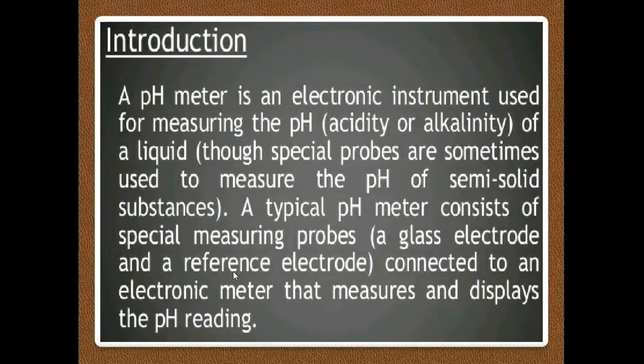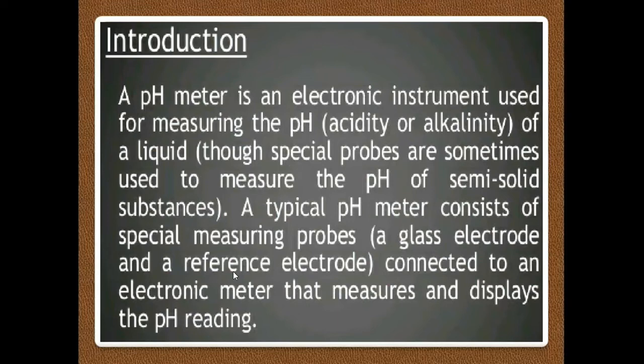Now we are coming to the pH meter. Next one, a very important instrument. So, introduction to the pH meter. A pH meter is an electronic instrument used for measuring the pH of any solution, whether it is acidic or alkaline. It is used for measuring the pH of any liquid through special probes. They are sometimes used to measure the pH of semi-solid substances also.